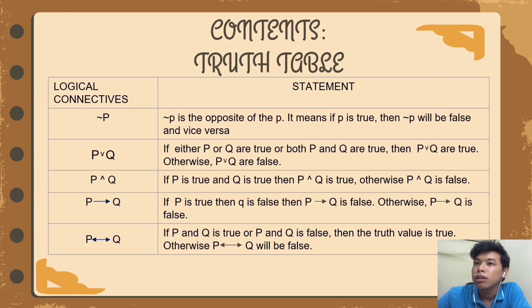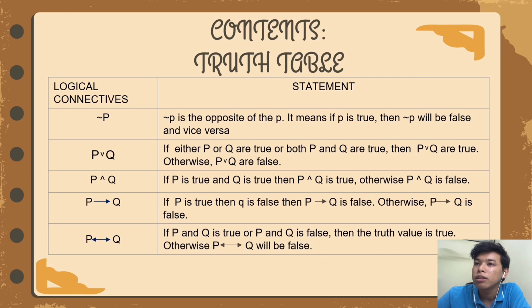The first logical connective is negation. We use the variables P and Q as an example to explain the logical connectives. The statement of negation is: negation P is the opposite of P. It means if P is true, then negation P will be false and vice versa.